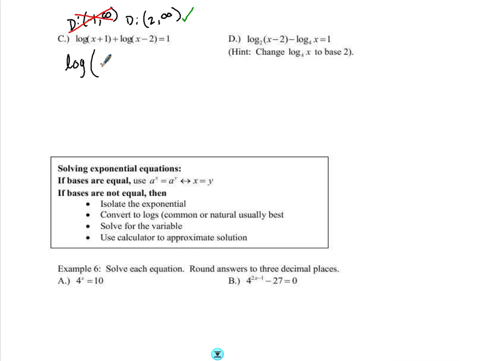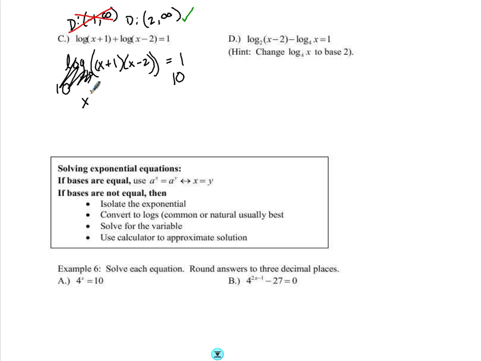That's equal to 1. Since I only have 1 log, let's go ahead and use the base to raise both sides to a base of 10. That cancels my log and exponent. Gives me x plus 1 times x minus 2, which, we're in an advanced course here. If I have those 2 binomials, I can go ahead and just FOIL those together. And when I do that, I end up with x squared minus x minus 2 equal to 10.